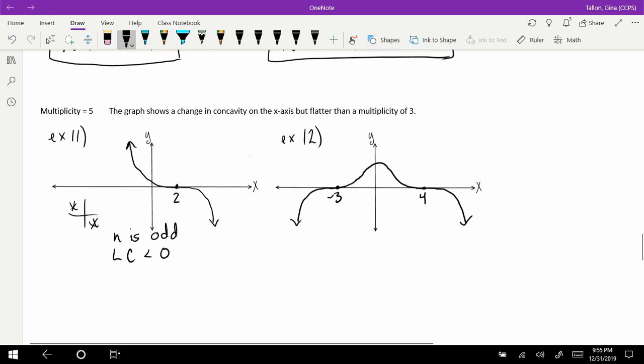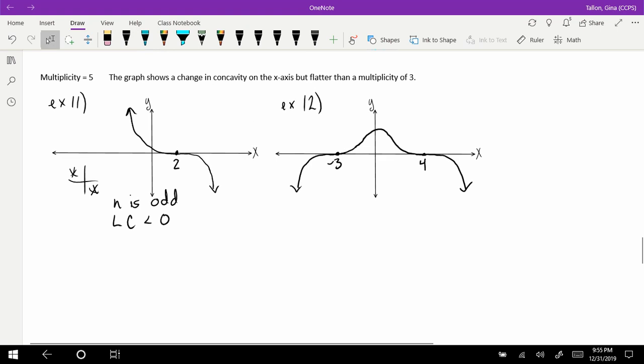All right, I only have one root, and it's a multiplicity of 5 because these are the examples for multiplicity of 5. Let's look at this thing. The graph shows a change in concavity on the x-axis, but flatter than a multiplicity of 3. So I'm hoping this makes really good sense to you. These things almost look as if they flatten out quite a bit.